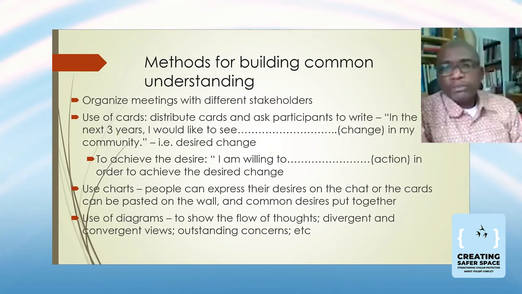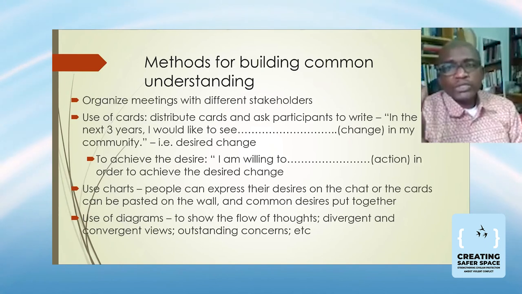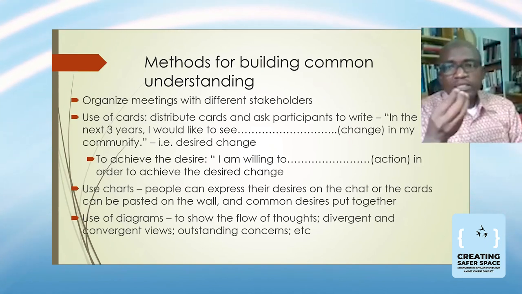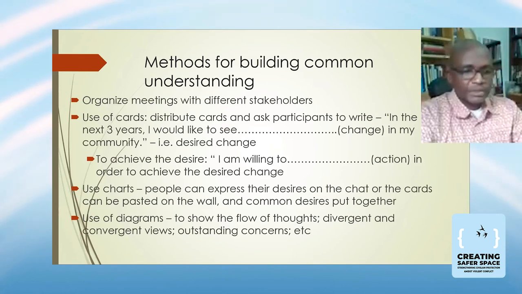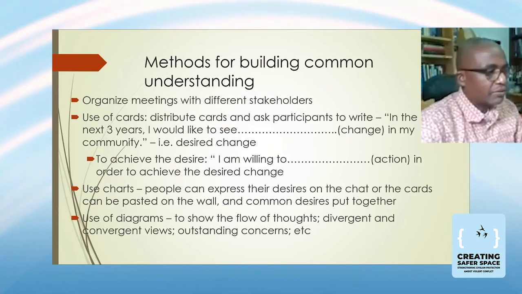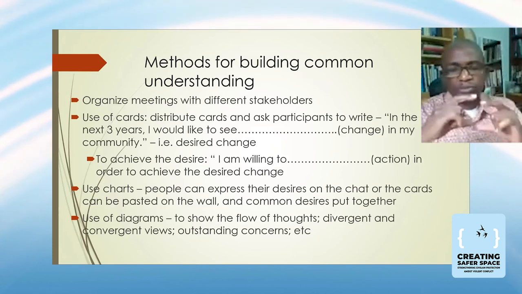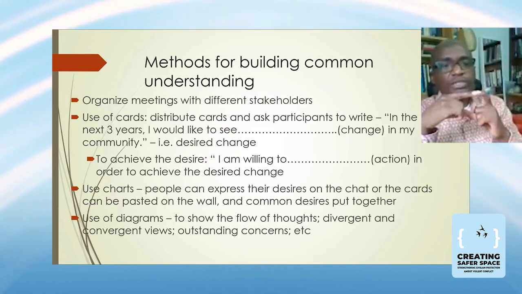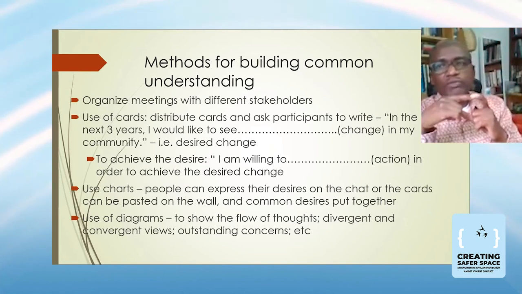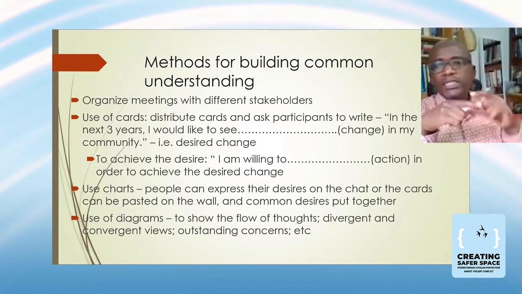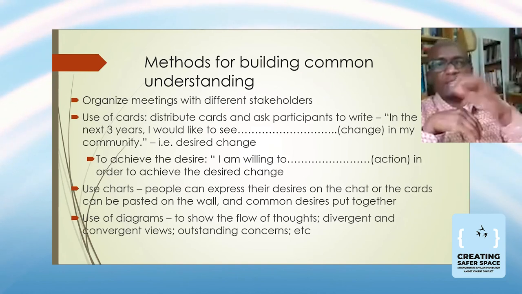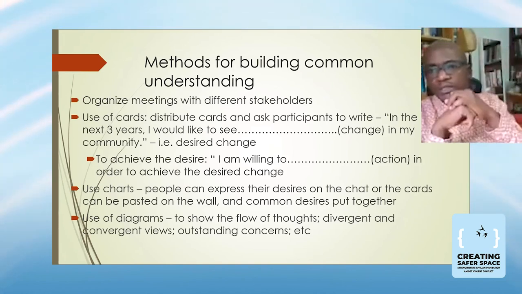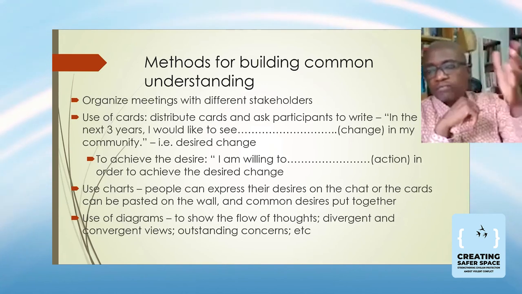One possible method of doing that is that once you've gathered yourselves as key stakeholders, you may use cards, just little simple cards, maybe the size of an envelope or just the usual cards that we normally have organized for the meeting. Once you've distributed them, you ask them, in the next 5 years, in the next 3 years, what would you like to see? What change would you like to see in this community in the next 5 years?